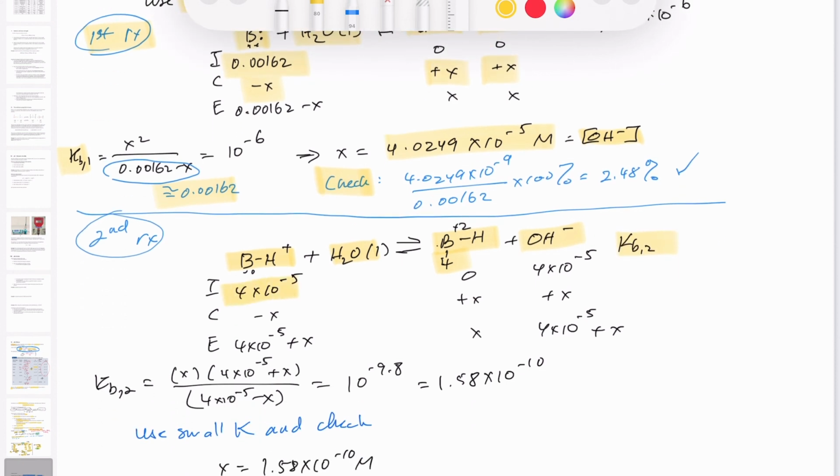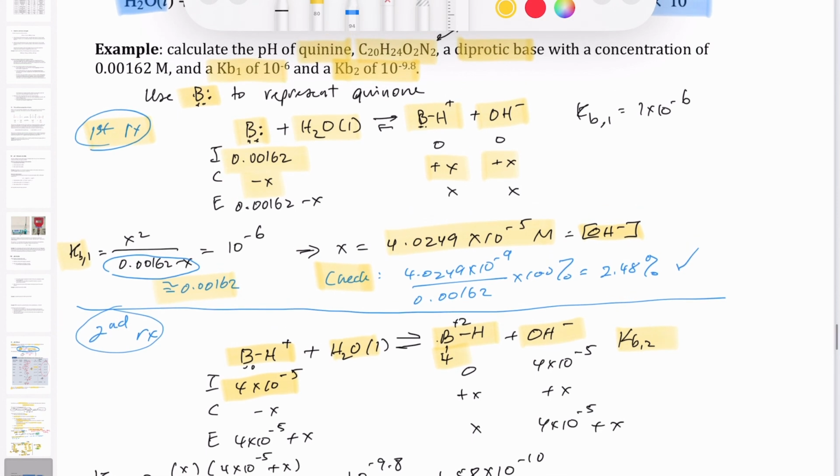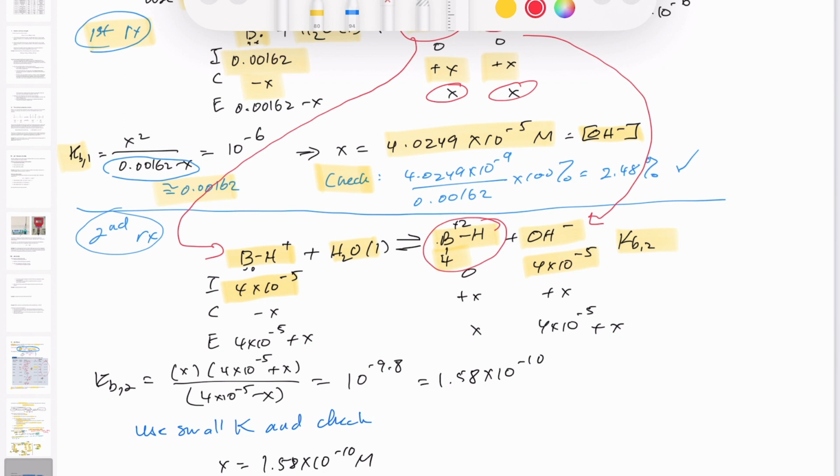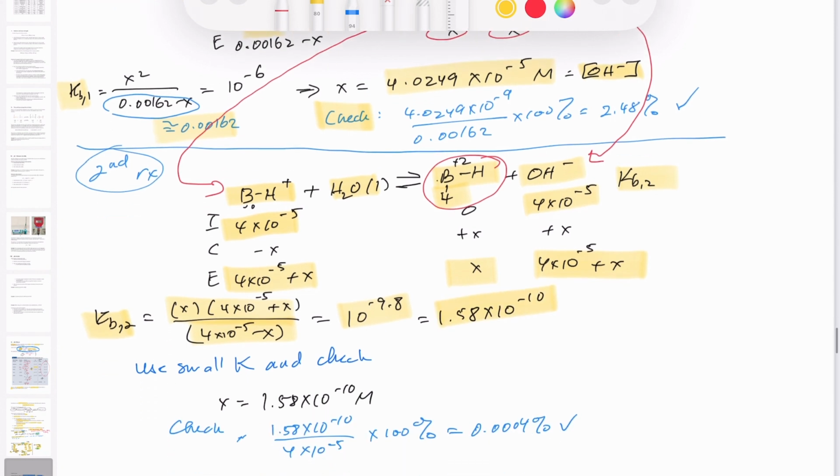Now, notice my initial concentration now is 4 times 10 to the minus 5 for the BH plus and the OH minus. Where do I get those numbers from? From the first step, because in the first step, I was solving for OH minus and BH plus, which is now appearing in these parts of the second reaction. So I just want to point out how I got those numbers. The other product, the last conjugate acid, is still 0 because that's not produced yet. And then we now work out our ice table and we get these expressions at equilibrium. Using Kb2, I can write my equation equal to 10 to the minus 9.8, which I can just rewrite as 1.58 times 10 to the minus 10.